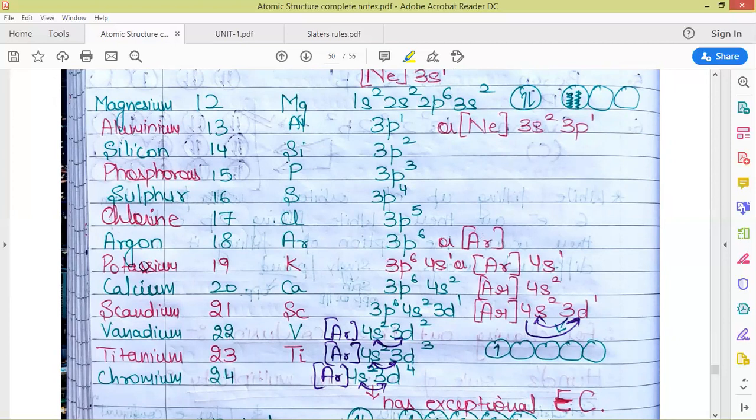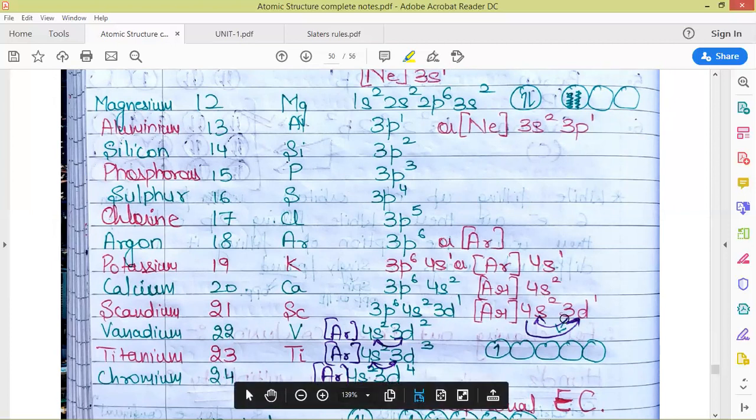So for the next element with atomic number 19, potassium, we are going to fill the next energy level. Here the next energy level according to the Aufbau principle is 4s1, not 3d. So here the electron will be filled in the 4s orbital first, prior to 3d. Further, atomic number 20 is calcium, which has the configuration of argon 4s2, then scandium.